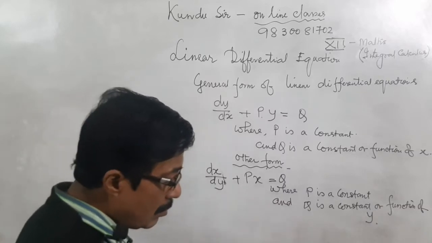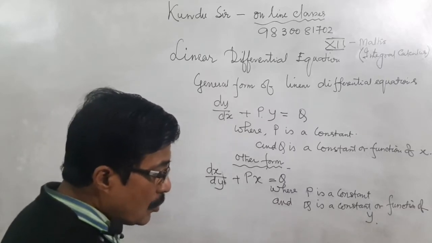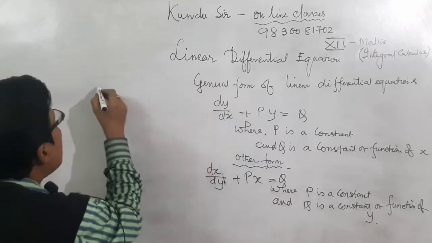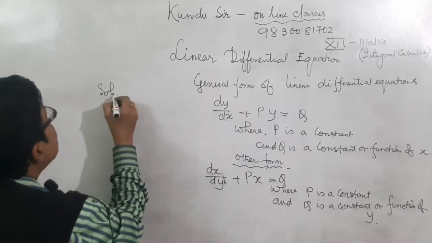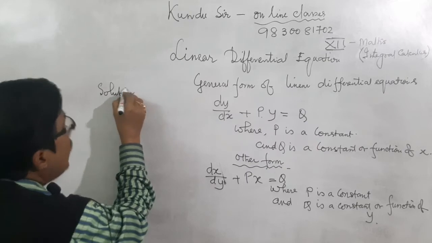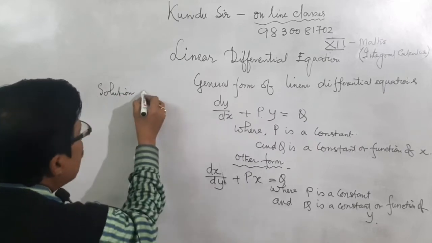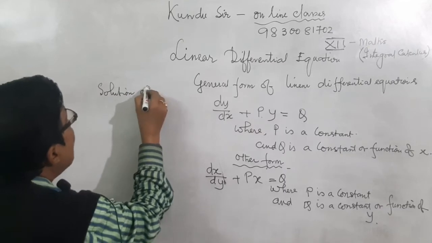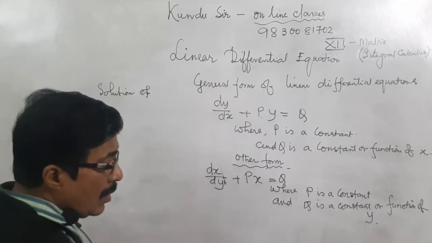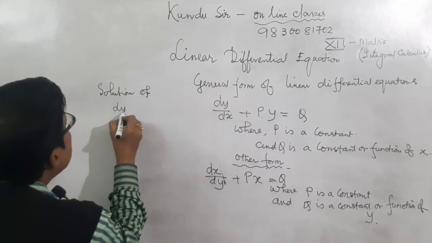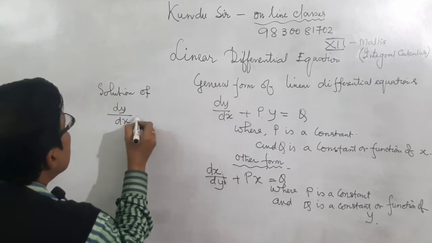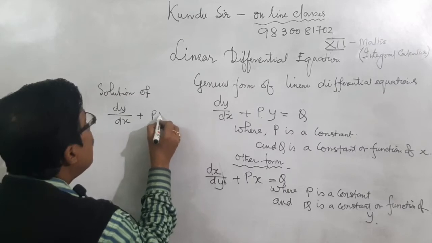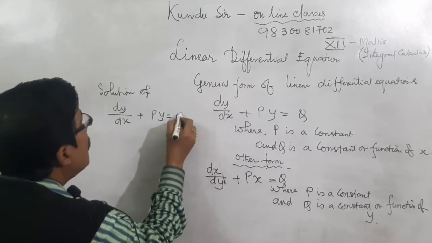The equation. What is the solution of this equation? The solution of dy upon dx plus Py equal to Py cube.